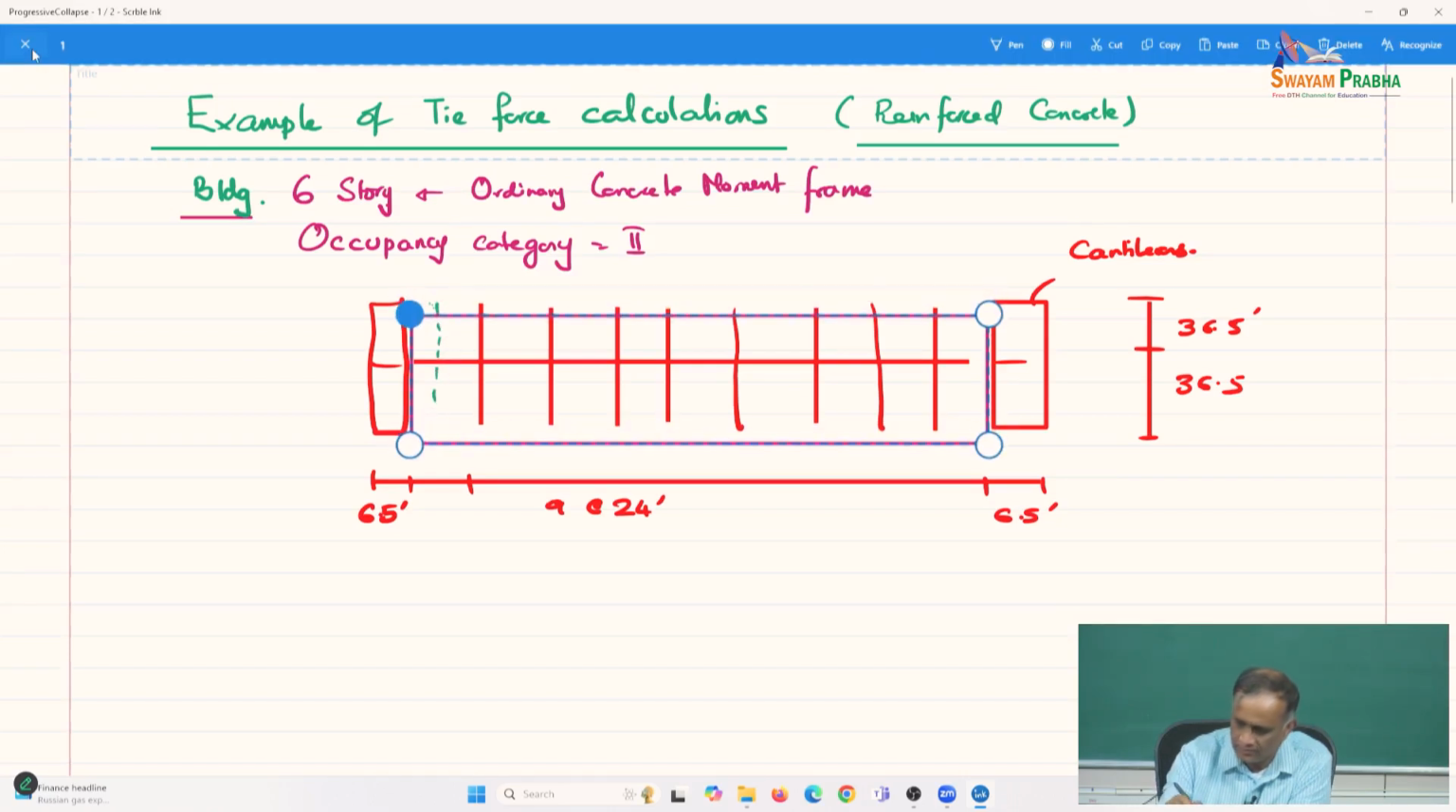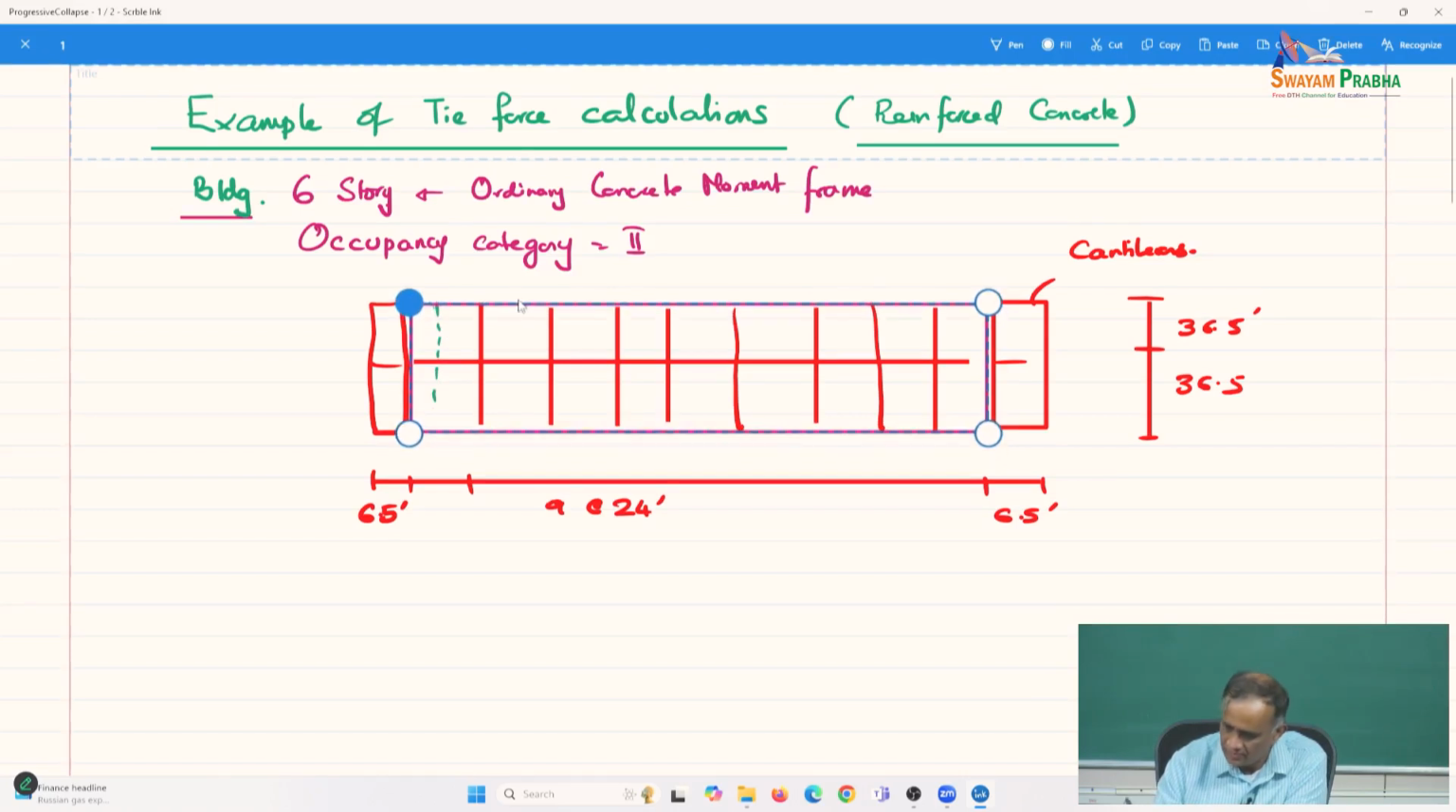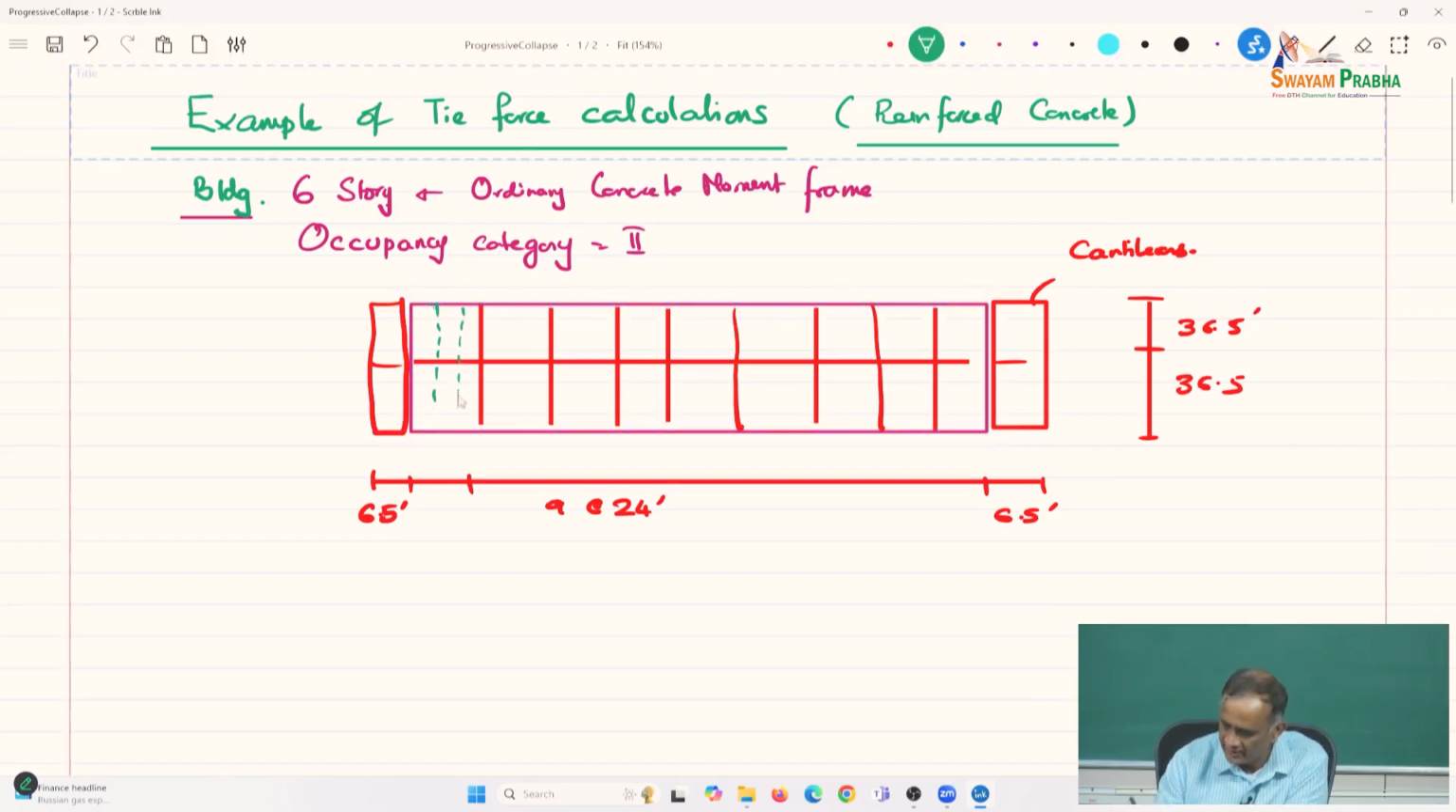So there are 2 of them. These are 3 feet apart, so 3 feet on centers, beams, and there are openings. In the third bay there is a half opening, then there is a full opening in the 5th. So these are openings, and the 6th, 7th, 8th, one again a half opening.